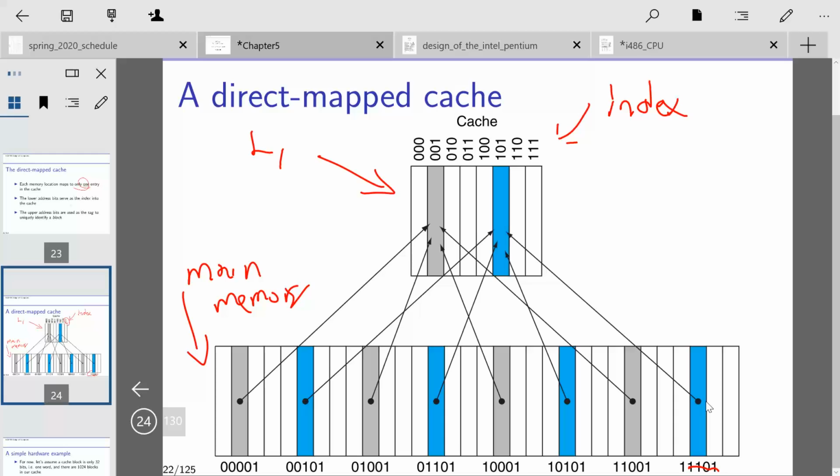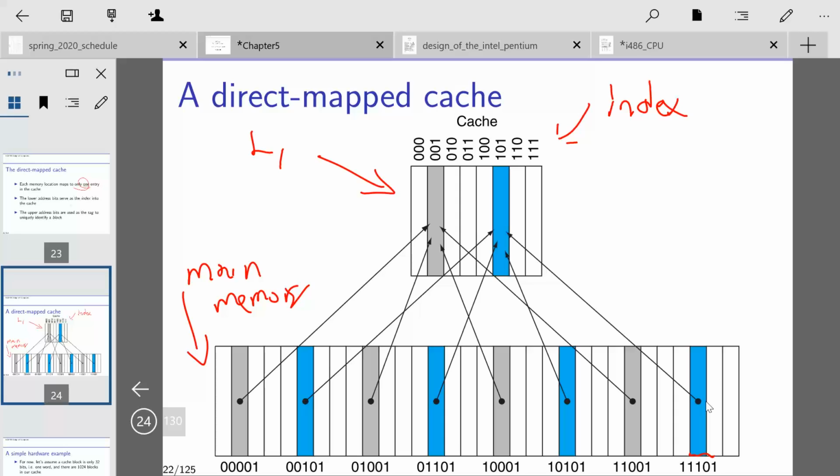Okay, I'm supposed to be underlining. Hold on, I'll draw it up here. It's not letting me go down that low. Okay, there we go. So we take the lower 3 bits, and we use that to index the cache here.